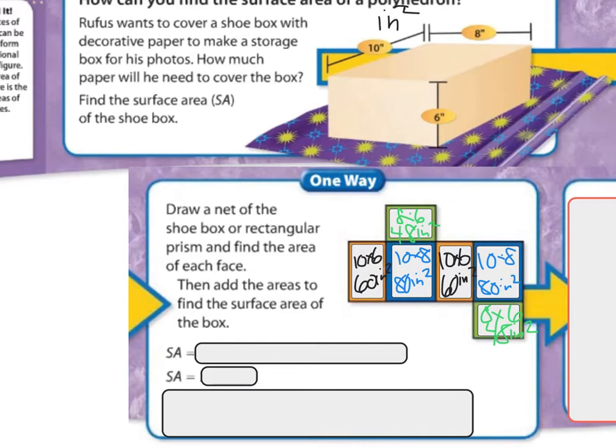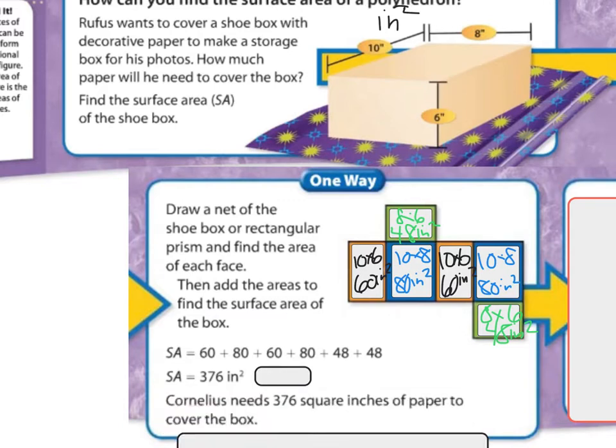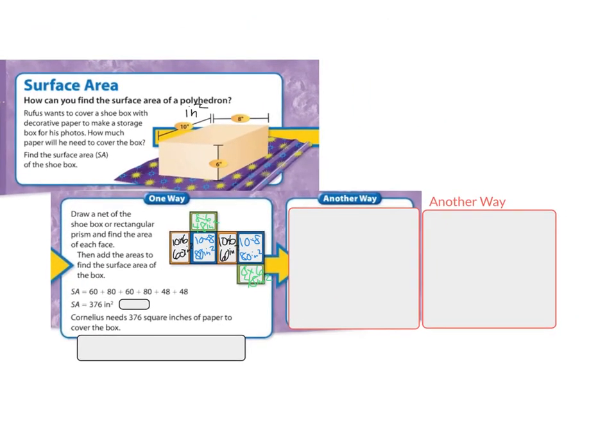To find the total surface area, all that you would do is add those together. So I took all of those numbers, and I'm just adding them together. If I choose that strategy, then my surface area, when I add them together, would be 376 inches squared. So Cornelius needs 376 square inches of paper to cover the box. And Mr. C, it seemed like there was more ways to do this. How long will that take, or what are the other ways? With the first clue word of tall.